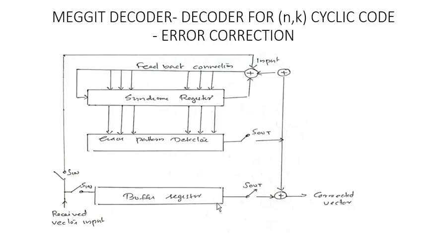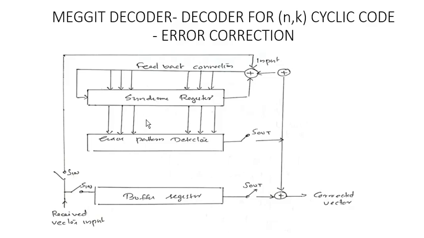That means the rightmost bit of this buffer register content, that is the second digit of the received vector, should be in error. So that will be corrected based on that. This way all the digits will be checked, and finally we will get the corrected vector. After correcting all the errors, the syndrome register content should be 0.